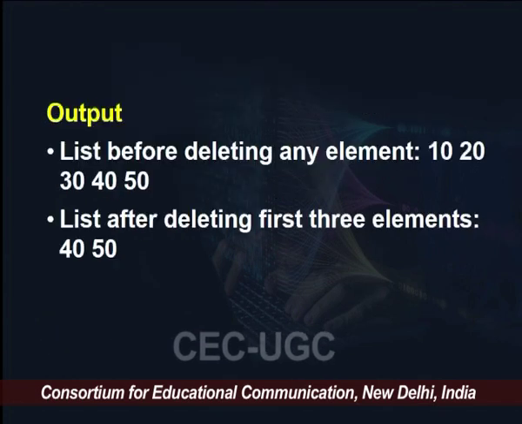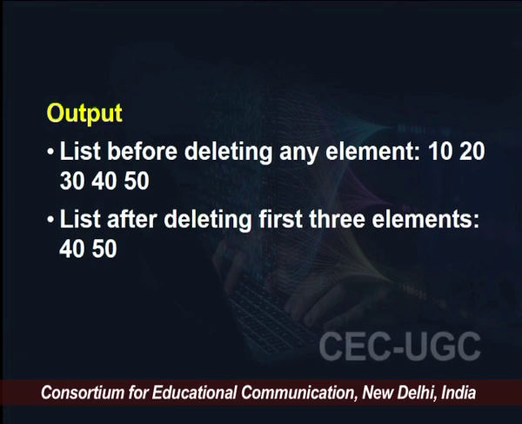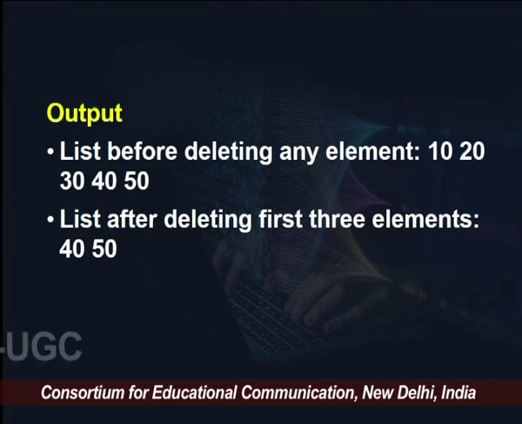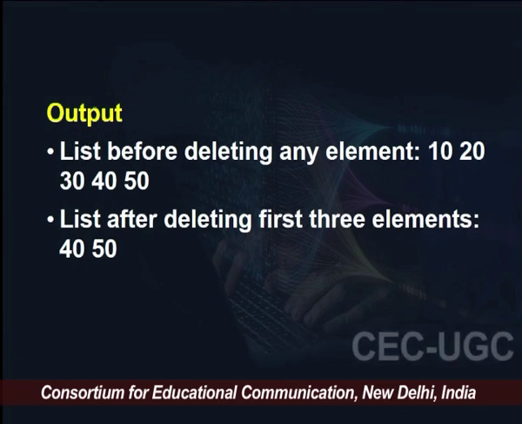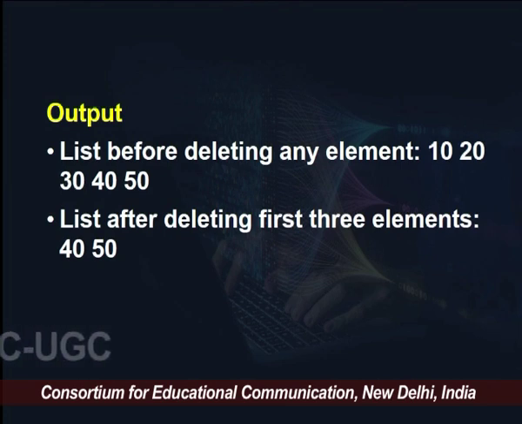If we look into the output, the list before deleting any element was 10, 20, 30, 40 and 50, and when we delete the elements starting from position 0 till position 2, not position 3, so element at 0 is 10, element at 1 is 20 and element at 2 is 30.